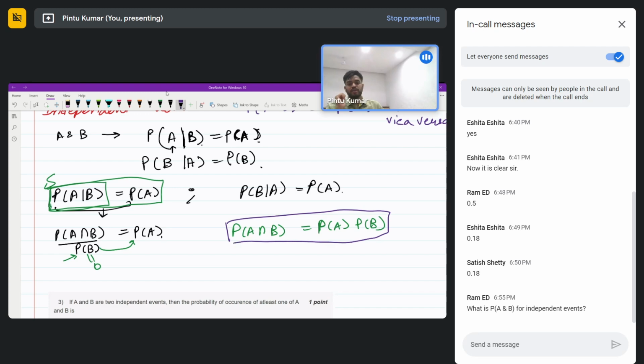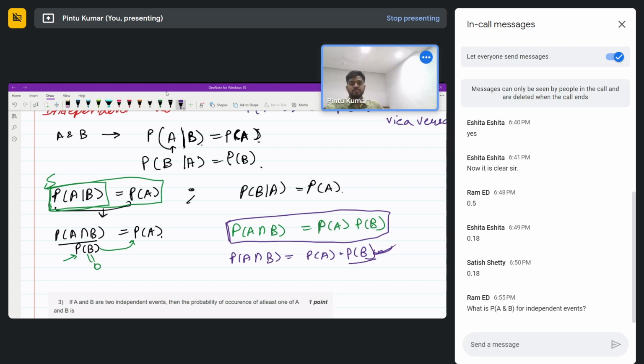So you can define independence in this way also: if you have two events, then probability of A intersection B is nothing but probability of A into probability of B. If you expand this expression of probability of A given B, you will obtain this formula.